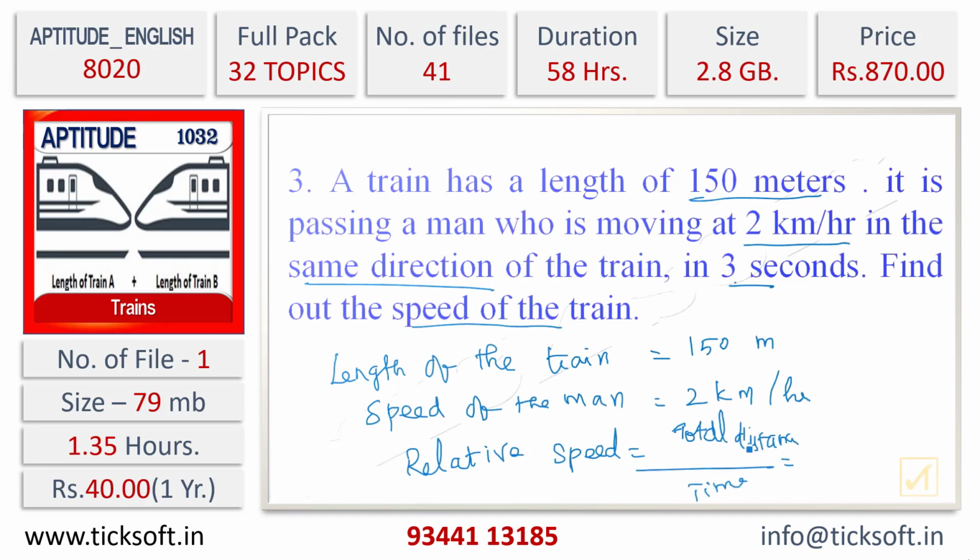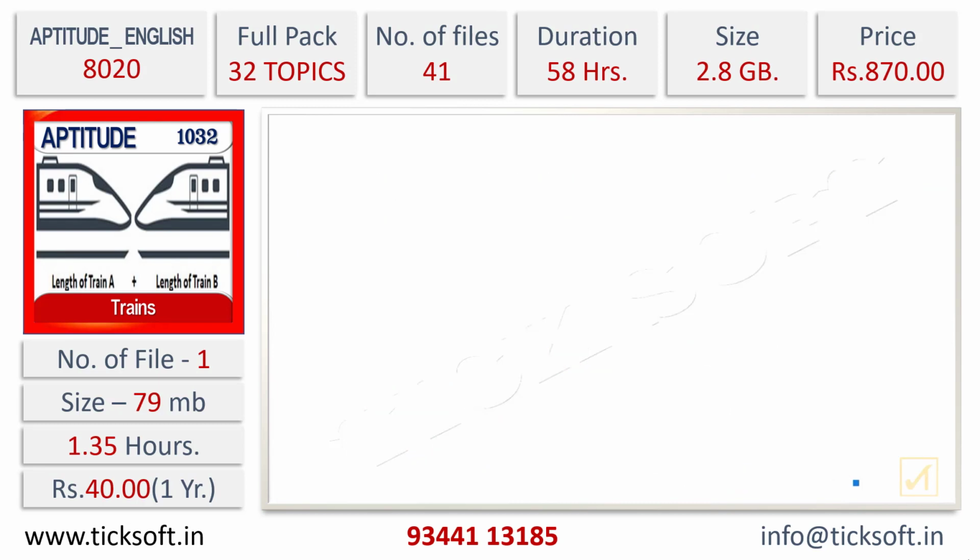So here what is the total distance? Here the total distance is 150 meters, and here what is the time? The time here is 3 seconds because this train of length 150 meters has taken 3 seconds to pass that man. So therefore the relative speed will be equal to this distance 150 meters divided by this 3 seconds. So this will be in the unit meter per second. So now if we divide this 150 by 3, then we will get 50. So therefore the relative speed is equal to 50 meter per second.